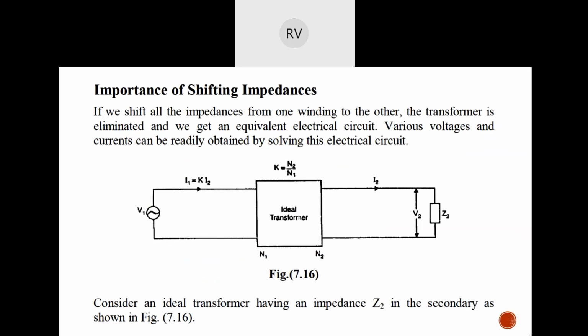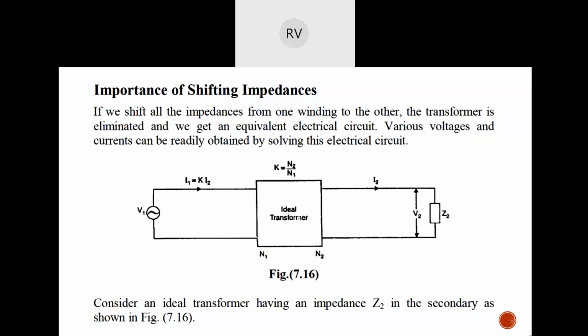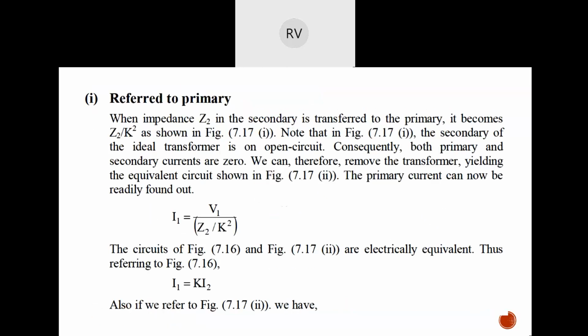So why are we doing this? In order to get a circuit which can be easily solved, with no need to think whether it is on the primary side or the secondary side, or how the total thing is happening. If you know whether it is referred to the primary or secondary, and you know the values of that, it is quite simple and you need not worry about how the windings are placed and everything.